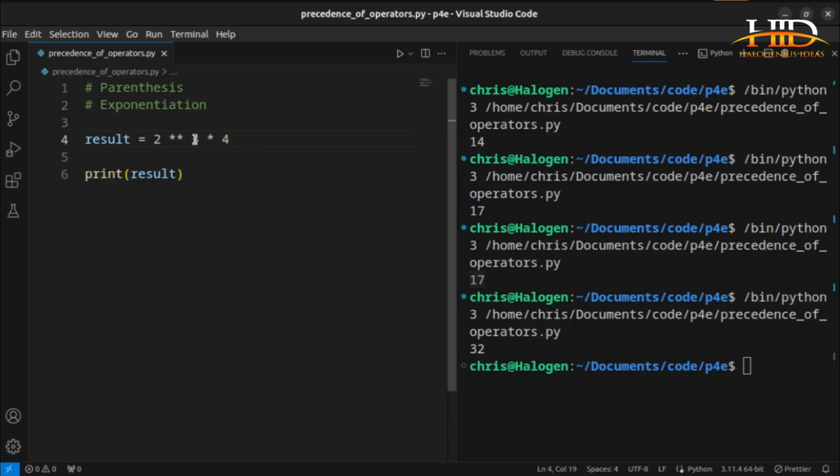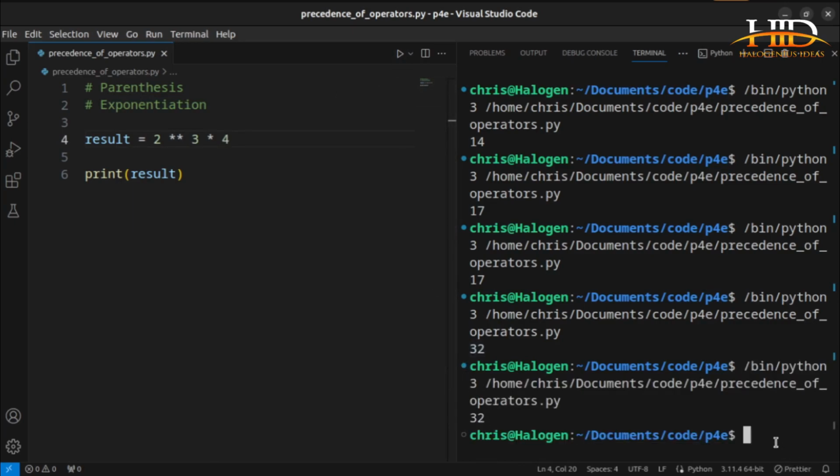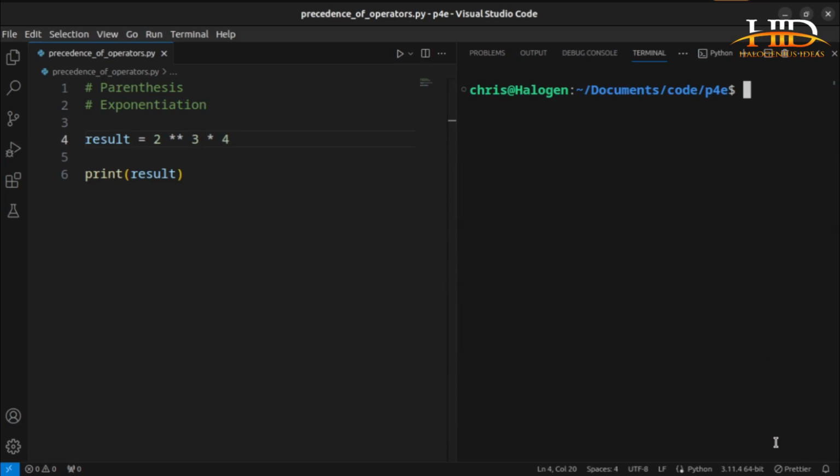What if I do 3 times 4? That is 12. 2 raised to the power of 12 will give you more than 32, obviously, but Python will execute the exponentiation first before coming for the multiplication. Because on the order of execution, exponentiation will come before multiplication. So if I run this, it will still give me 32. Let me clear my terminal.